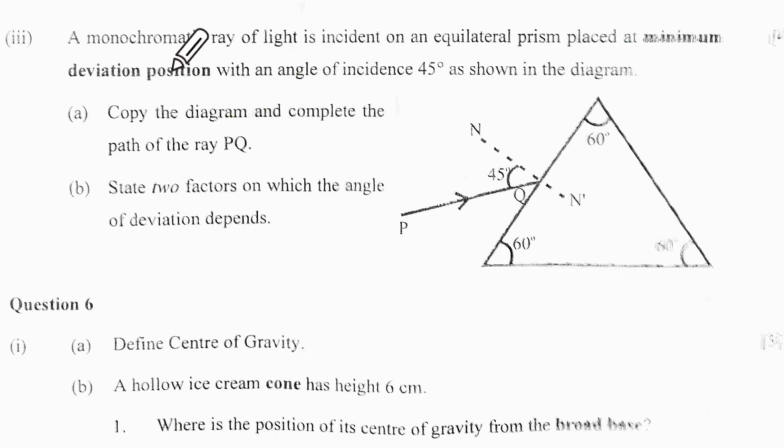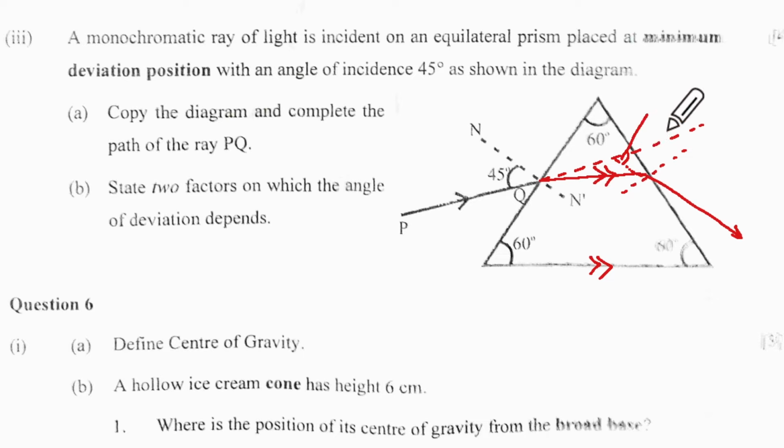Let us look at the third subpart. A monochromatic ray of light is incident on an equilateral prism placed at a minimum deviation position with the angle of incidence 45 degrees as shown in the diagram. Copy the diagram and complete the path of ray PQ. Now at minimum deviation, you will need to show the original path of the incident ray. It is going to get refracted in such a way that the refracted ray is going to be parallel to the base. At this point, if we draw this, then we will have the ray getting refracted towards the base and it will appear to be coming from here.